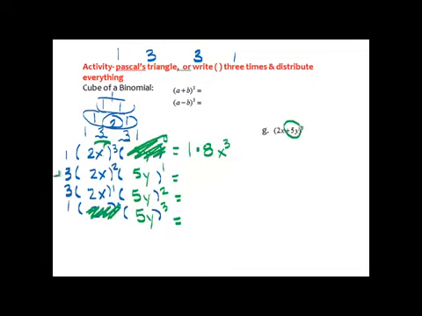Okay, let's move on. Let's look at this row. 3. Okay, 2 squared is 4. And then x squared is x squared. Same thing here. 5 to the first power is 5. Y to the first power is y. Next row. Okay, start with 3. 2 to the first is 2. X to the first is x. Okay, 5 squared, y squared.